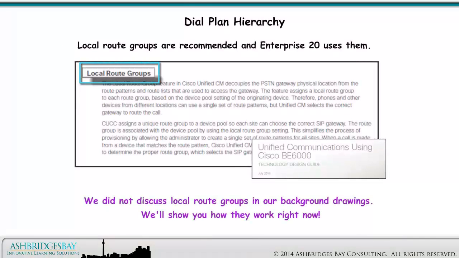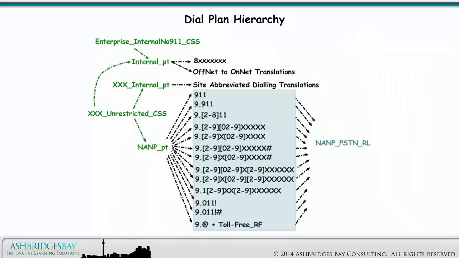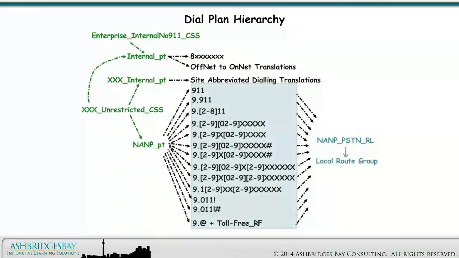Local route groups are recommended, and Enterprise 20 uses them. We did not discuss local route groups in our background drawings. We'll show you how they work right now. When using local route groups, we need only a single instance of these route patterns for the entire enterprise. All of these patterns will point to the NANP PSTN route list. The NANP PSTN route list points to the standard local route group.